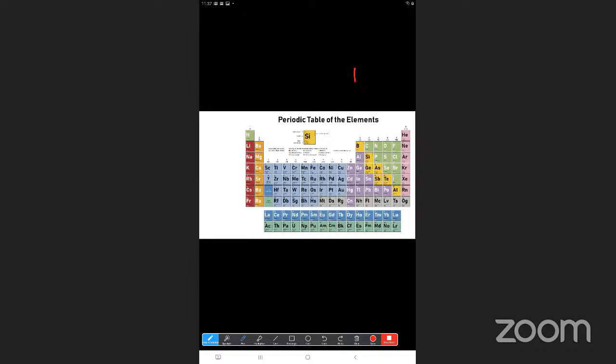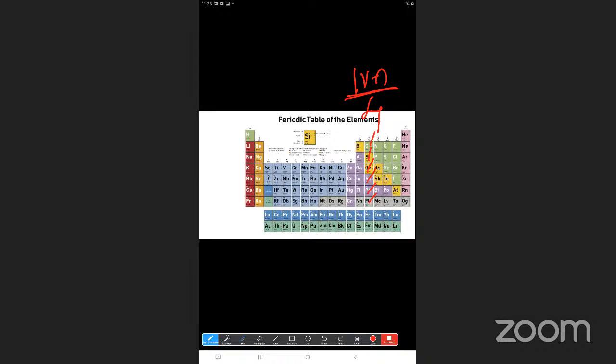Next come to the fourth A group. The fourth A group is the carbon family. This is one of the special types of groups here. In this carbon family, the valency is 4. All the elements have valency 4: carbon, silicon, germanium, tin, lead and flerovium. All these have valency 4.